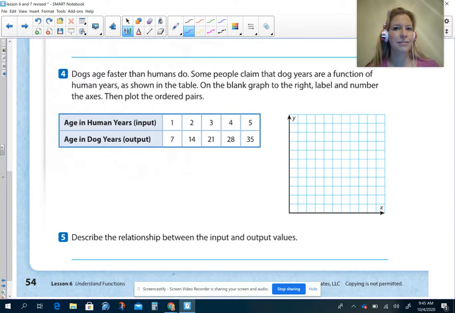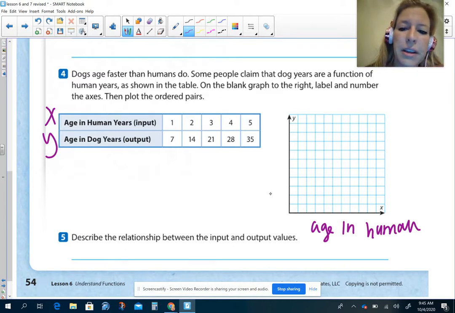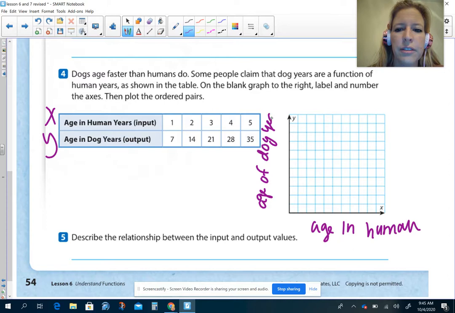You ready? Let's see how you did. So here's my X, here's my Y. So my X is going to be the age in human. How'd you do? So of course, if you did good on that one, then I know you did good on your Y-axis, because this one is going to be the age of dog years. Okay? All right, it's hard to write sideways, but it looks okay.